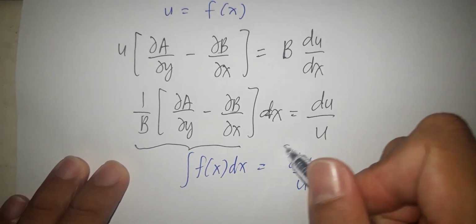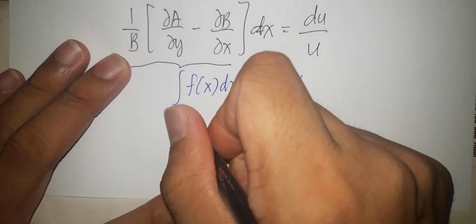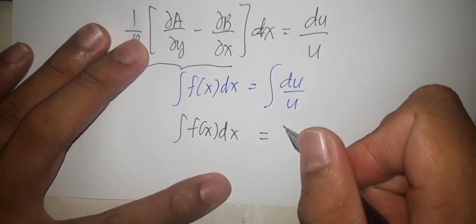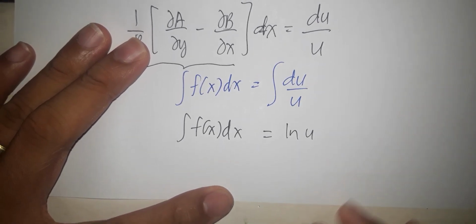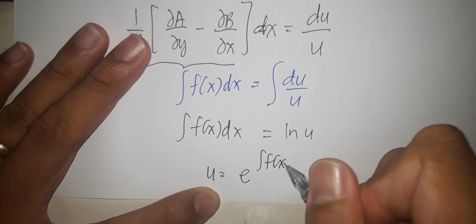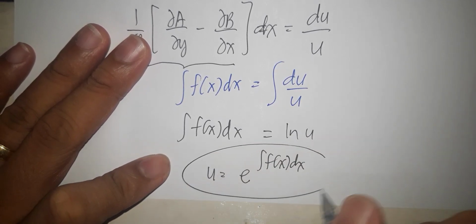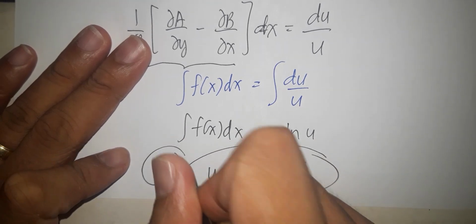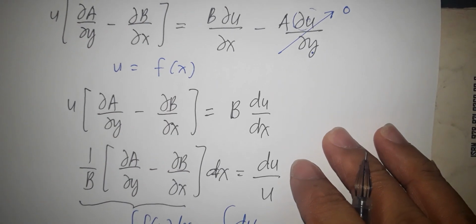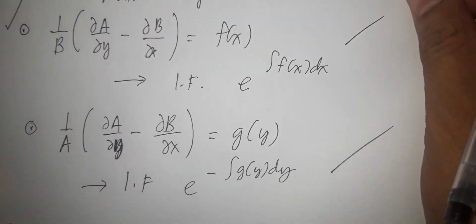So integrating the two gives integral of f of x dx equals ln of u. So to solve for u using anti-ln, u is e raised to integral of f of x dx. So therefore, yan ang ating integrating factor na u na nilet natin dito kanina. So similar approach kung paano natin to makukuha. So let us try to apply the principle by solving these problems.